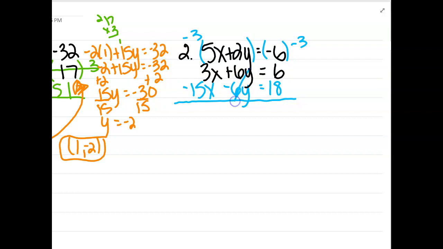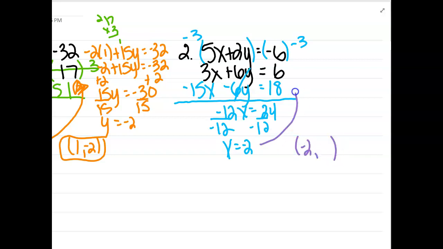So when I add, the y's cancel out. 3x and a negative 15x gives me negative 12x. 6 and 18 gives me 24. And then we can divide by negative 12. We'd have x equals negative 2. So we just have to find our y coordinate.